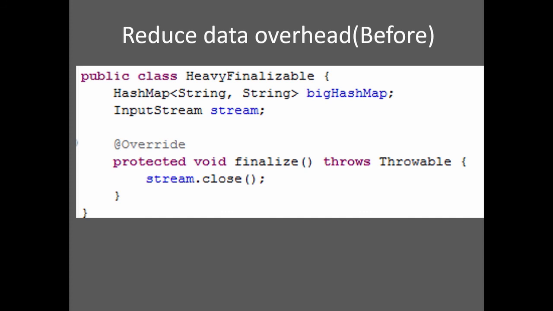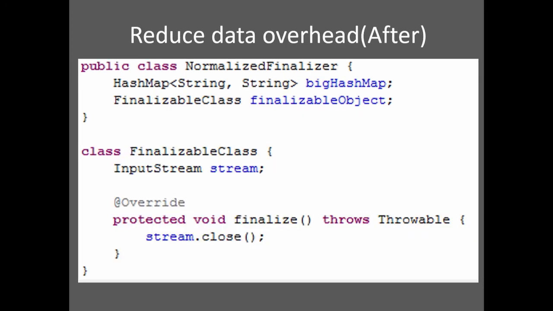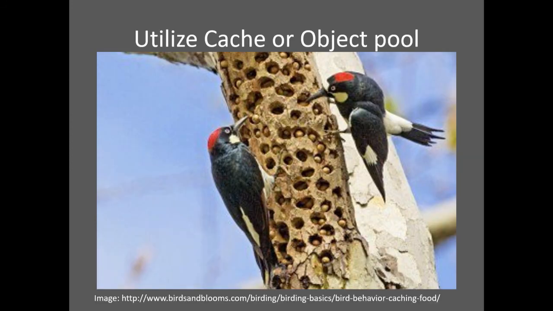And if you are using Finalizer, it's a good idea to avoid heavy objects with Finalizer. What can you do? You can do kind of Java normal database normalization stuff. So put the bare minimum which is needed for finalize in your Finalizable class, and everything else in a different class, and then refer to it from the other class. And Finalizable objects are expensive, so cache them or have a pool of them and reuse if you can.